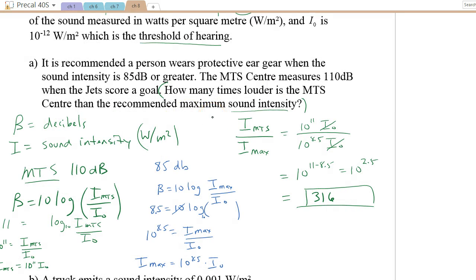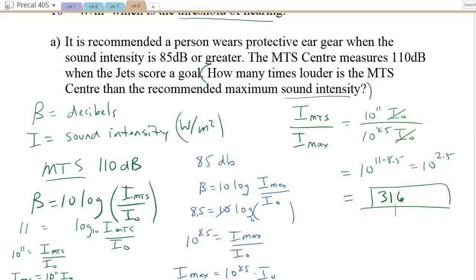So the only solace you can take, big Jets fans that like to attend the game and enjoy it when the Jets score a goal, is that at least this 110 decibel level does not get maintained for a long period of time. When people are screaming like that, it might be a good idea to cover your ears for a second, or to wear earplugs or something like that.